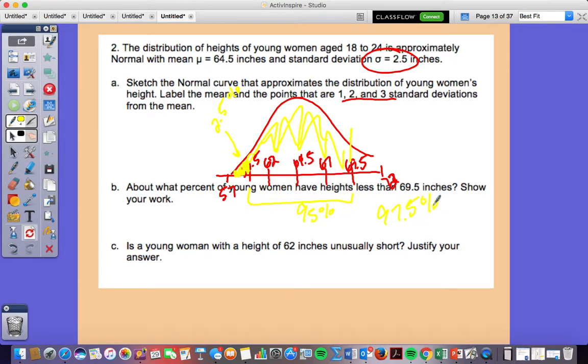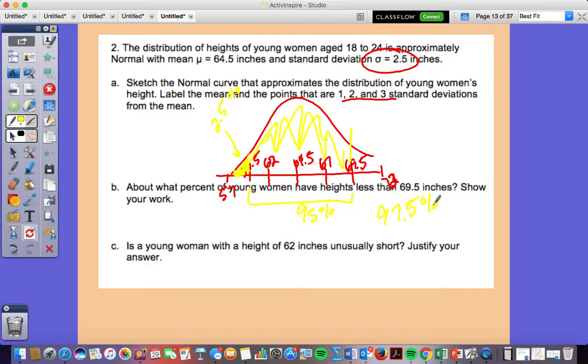Charles, help me out with this. What would be the percentile then of 69.5? What percentile is that individual in? It would be the 97.5%. It would be above 97.5 people have less than 69.5 inches. Be careful, Charles. I know you were doing it. Be careful. You were rocking and then you took a right turn. Okay. We'll get you there though.